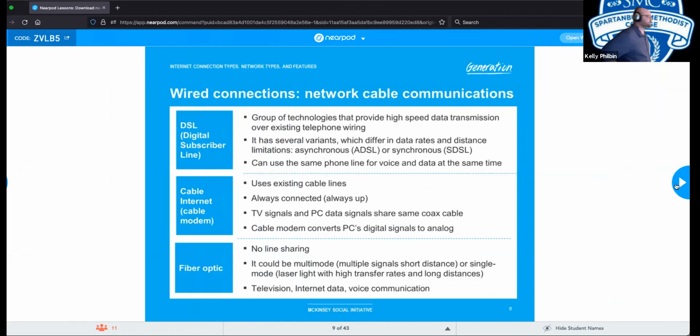DSL. Now, this one is kind of a group of technologies, which is really nice, and it allowed high-speed internet to be transmitted over telephone lines. They do have several variations of it that also have strict distance limitations. You have asynchronous and synchronous.